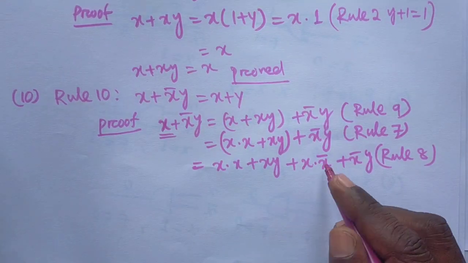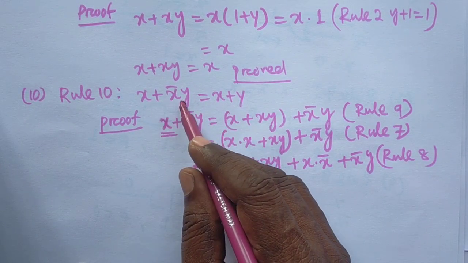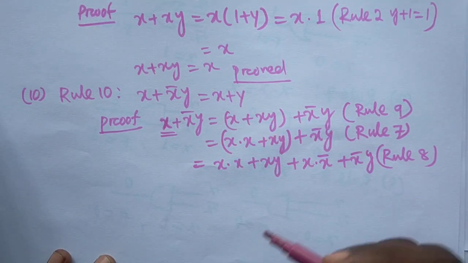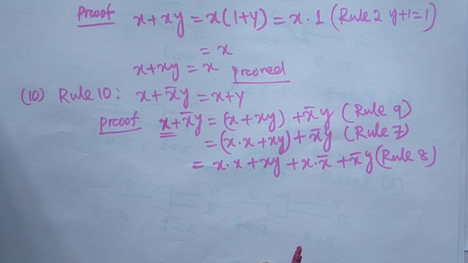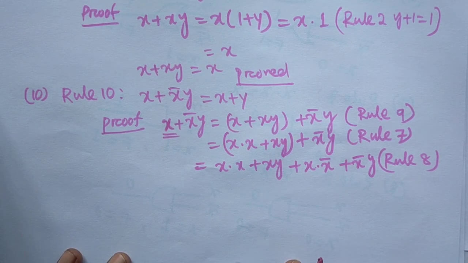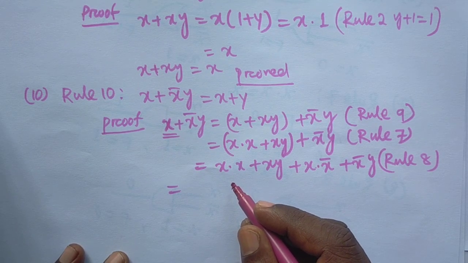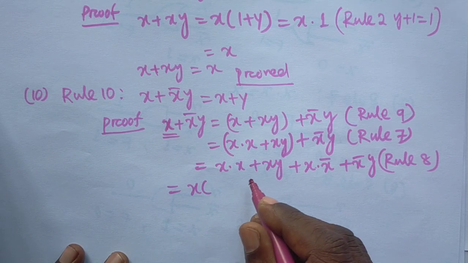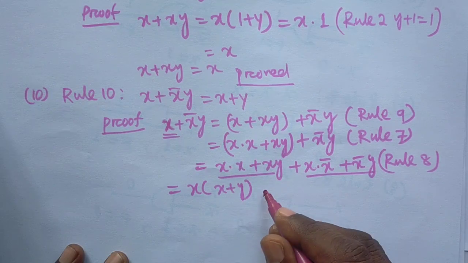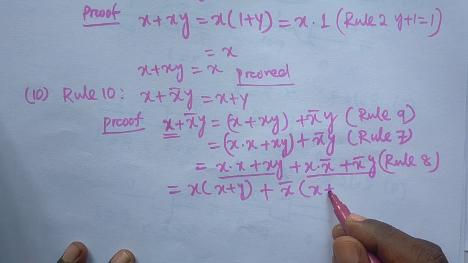You can ask why we go through this one, because our aim is to prove that x plus x complement y is equal to x plus y. We have to prove that. Since we have to prove it, we collect different rules which we have already proved, and from those rules we collect and put them here. Now we say x into x. Here we can take common from these two, x common, that is x plus y, plus here x complement common, x plus y.